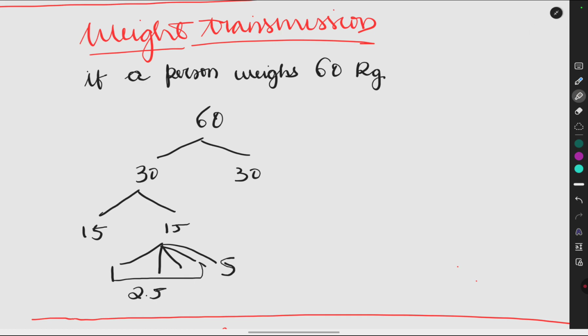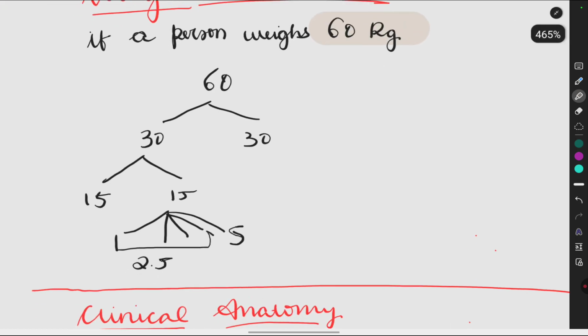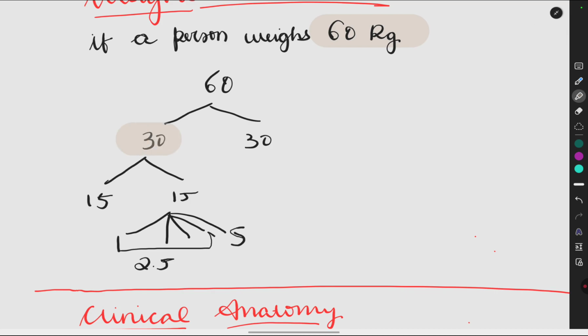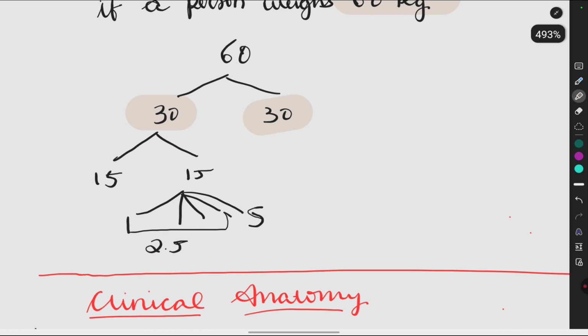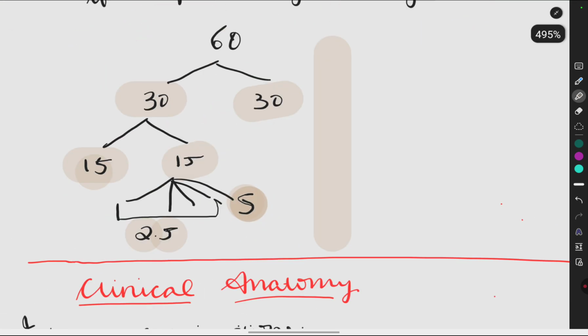Now we are going to talk about the weight transmission. So suppose a person weighs 60 kgs, so it will be divided into equal parts, that is 30 kg to one leg and 30 kg to the other leg. And 15 kg will be transmitted to the ankle of the foot, and 15 will be given to the phalanges, in which 5 will be transmitted to the greater toe, and 2.5 kg each for each of the toes. So this is the transmission of the weight of a particular human.